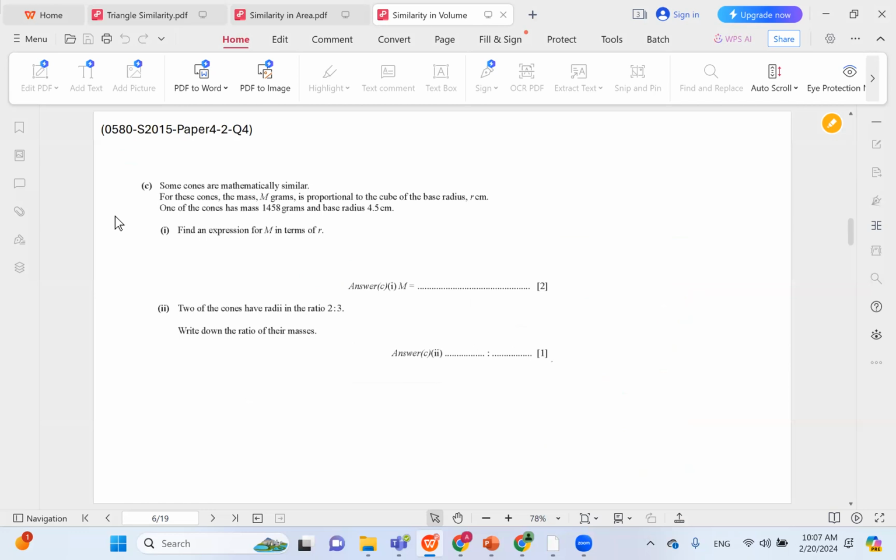Some cones are mathematically similar. For these cones, the mass m grams is proportional to the cube of the base radius r. One of the cones has mass 1,458 and base radius 4.5. Find an expression for m in terms of r.